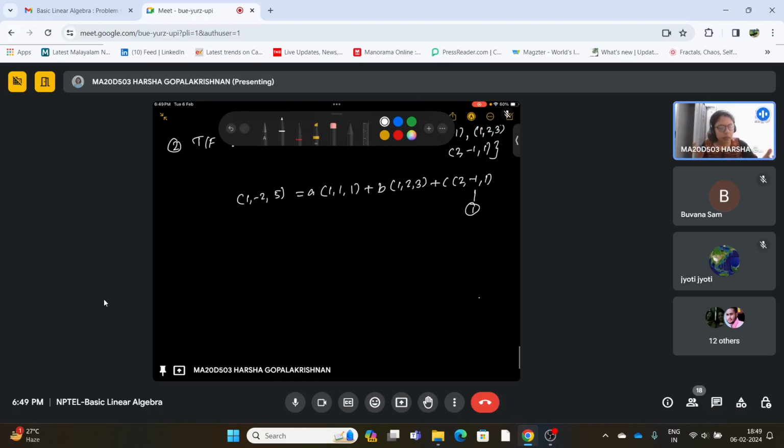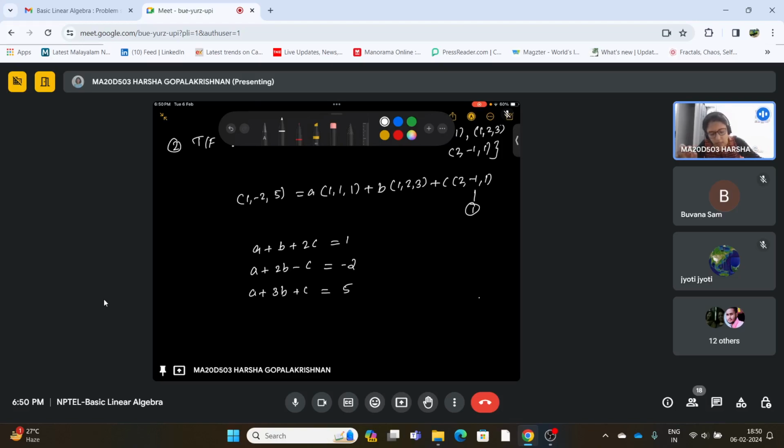For this, we will use linear equations. Here it is a plus b plus 2c equal to 1, and a plus 2b minus c equal to minus 2, and a plus 3b plus c equal to 5. How are we writing this? We are equating coordinate-wise.